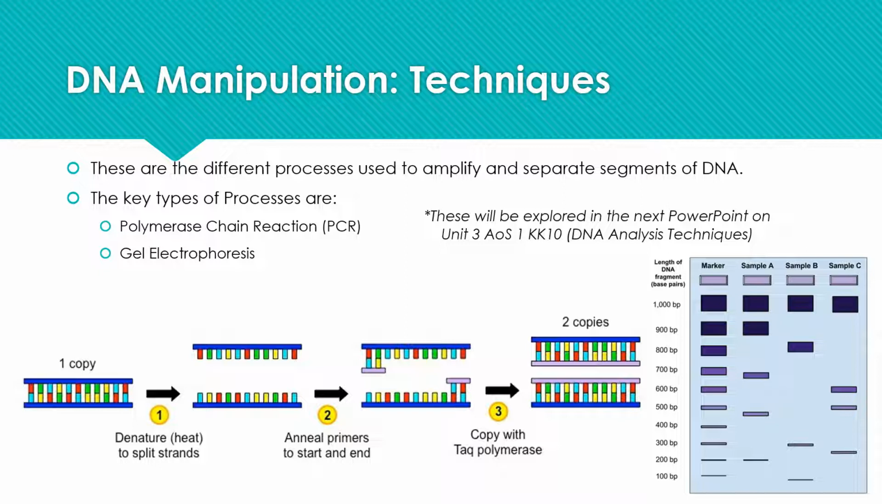So that's what we're using the word amplified to mean here. The two types of processes that we're particularly interested in are PCR, or polymerase chain reaction, and gel electrophoresis. And you can see a couple little diagrams there. But we're actually going to go over them in much more detail in our next PowerPoint when we look at DNA analysis techniques. So this is just a little bit of an intro and an introduction to them as techniques.